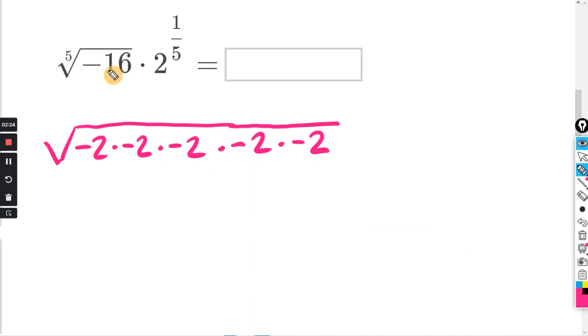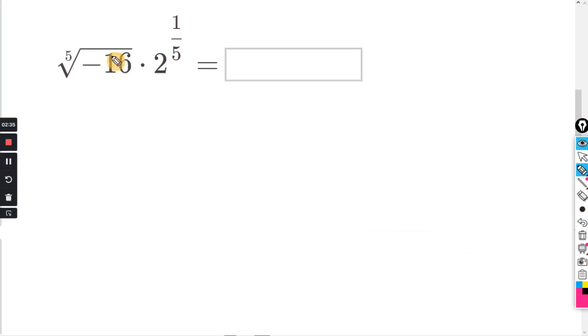I am going to try to turn this into a 2, so it matches this 2, and then we can just add the exponents. Let's try that instead. Okay, since this is the fifth root of -16, I'm going to break this up. I am going to make it the fifth root of -1 times the fifth root of 16. Since they're the same root, we can multiply these, and together they would be the fifth root of -16. Okay, so I broke that one up, and then I still have the 2 to the 1/5.